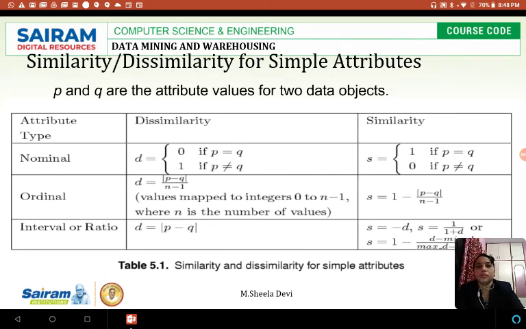So for the similarity measure, we need the value of D from here. So what is the value of D? Mod of P minus Q. So from there we are taking this D value and we are going to substitute it. Max of D minus min of D is used here. Then we will be calculating S.